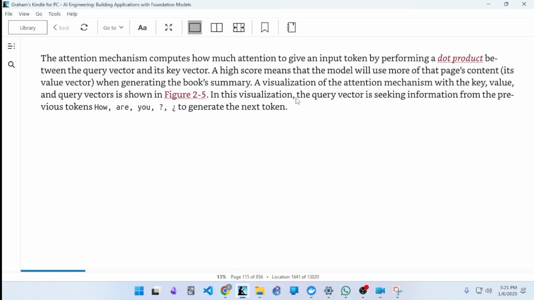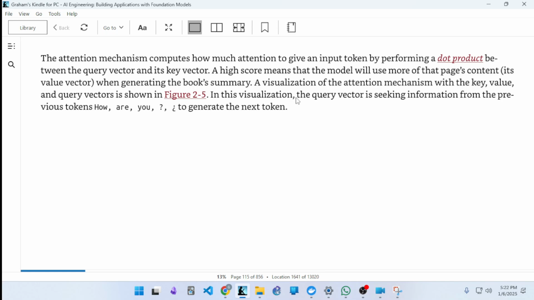The attention mechanism computes how much attention to give an input token by performing a dot product between the query vector and its key vector. A high score means that the model will use more of that page's content, its value vector, when generating the book's summary.